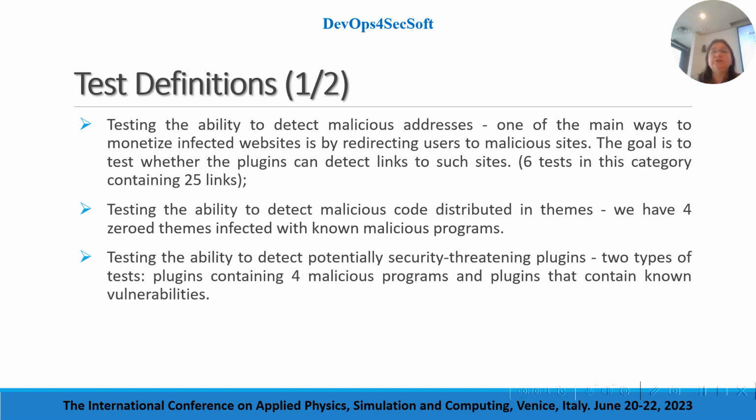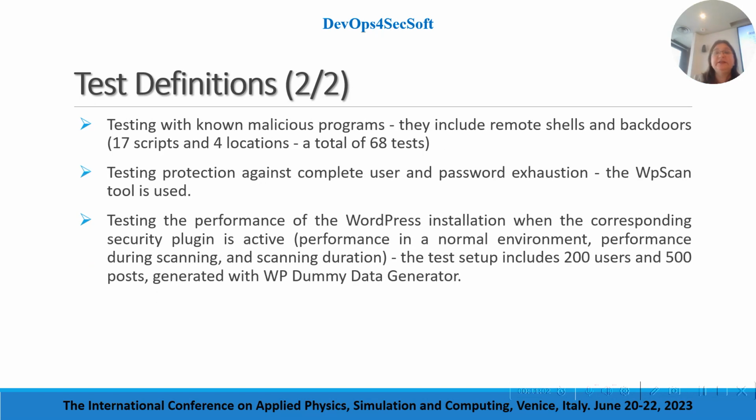Okay, about the test definitions, what we chose for our tests. The first is testing the ability to detect malicious addresses. We have 6 tests in this category, which contain 25 links used to redirect to malicious sites. Testing the ability to detect malicious code distributed in themes: here we have 4 themes infected with known malicious programs. The other test is testing the ability to detect potential security threat plugins. We have 2 types of plugins here: plugins which contain 4 malicious programs, and plugins that contain known vulnerabilities. Testing with non-malicious programs: here we include 17 scripts and 4 locations. So we have 68 tests in total.